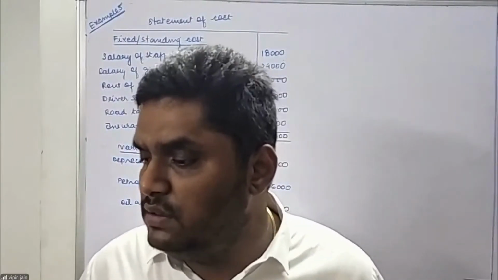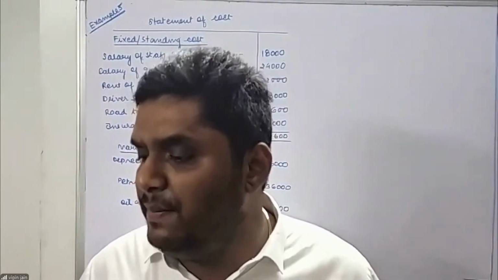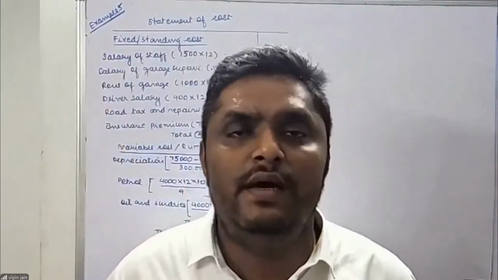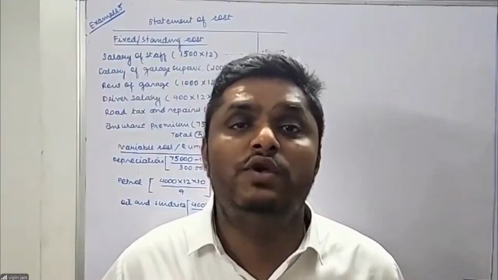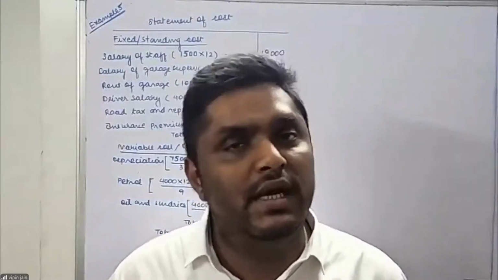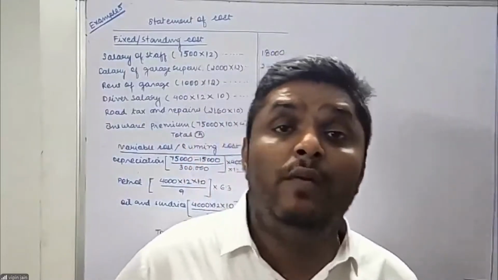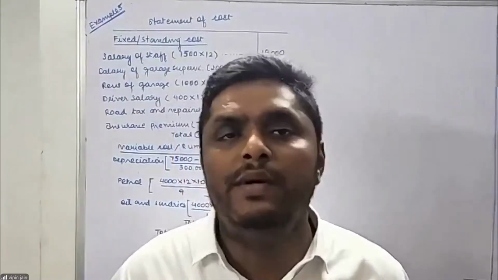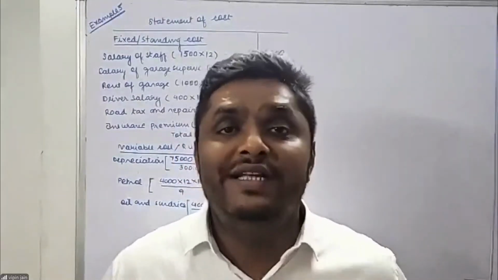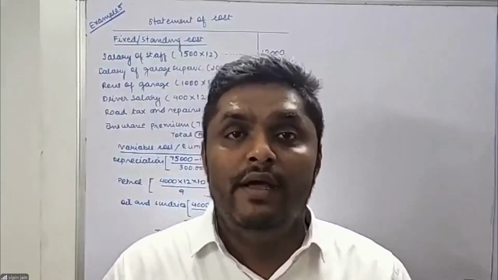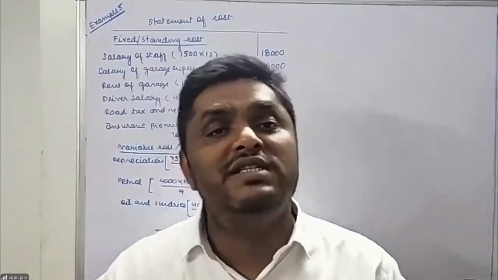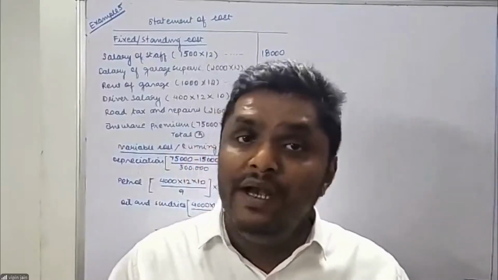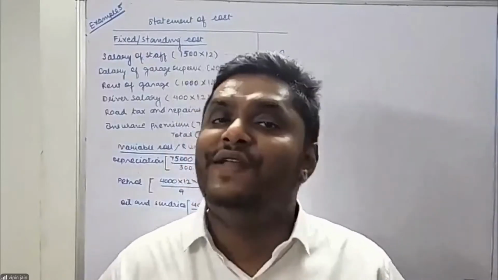Now, Srinivas asks: can you please explain why depreciation is taken as variable? See, Srinivas, a taxi runs on an average 4,000 kilometers in a month. The kilometers may vary from month to month, but we are assuming it is only 4,000 kilometers a month this year. So it is dependent upon the distance traveled, and distance traveled keeps on changing every month or every year. That's why the depreciation is dependent upon distance traveled, and I have taken it as variable.